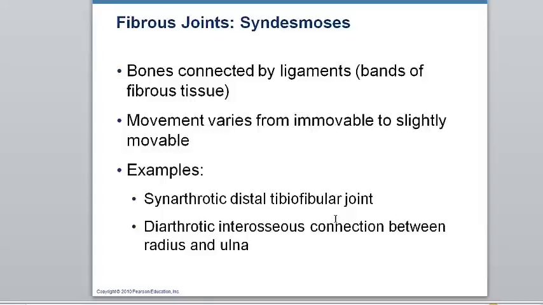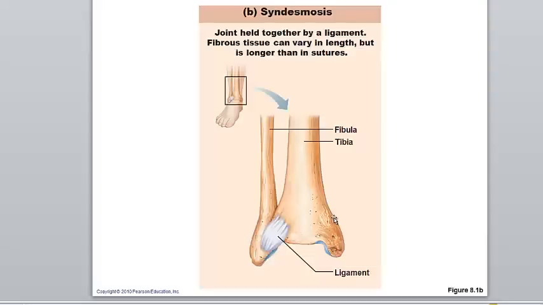Synarthrotic means immovable joint. But the same type of joint found between your radius and ulna is diarthrotic because of the interosseous connection between them. I said supination, pronation, the radius overlaps the ulna. That's why you're able to move your palms, right? For that, you need these kinds of diarthrotic movements. So you have varying movability in syndesmosis. Okay? So here's a picture of a tibiofibular joint that is synarthrotic.